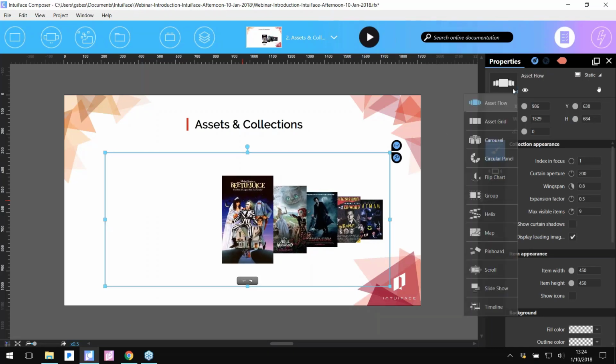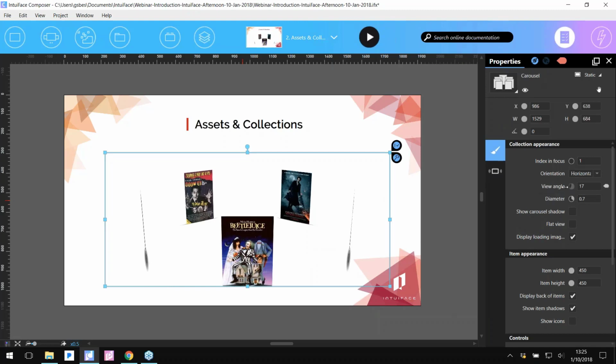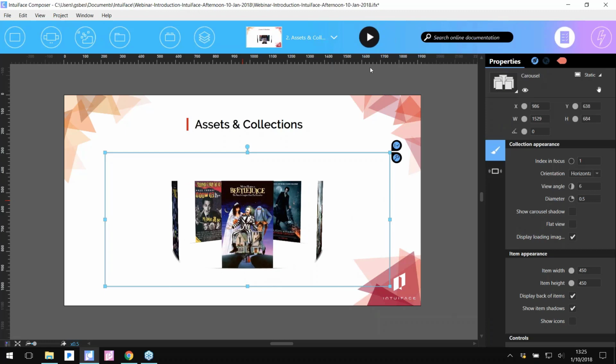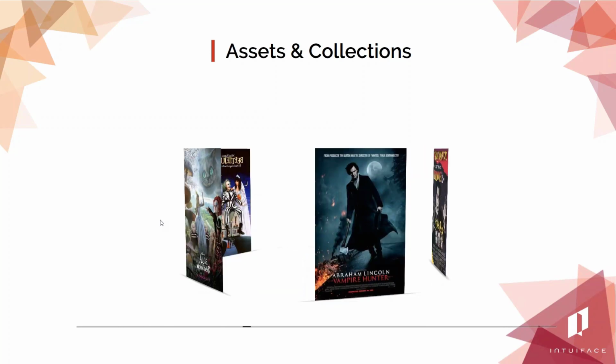Another collection style is the carousel. Everybody loves the carousel. I'll use the properties, decrease the viewing angle, decrease the diameter a little bit, and play. And now I'm spinning my carousel. See that? Isn't that nice?